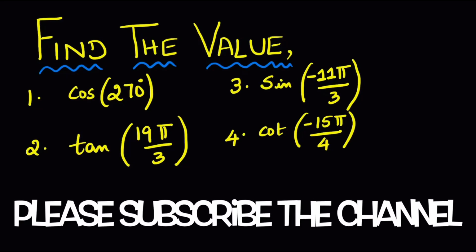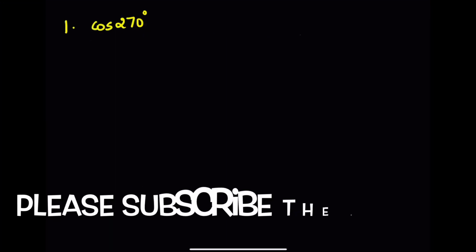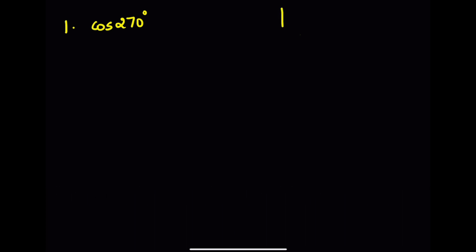In this video, let us try to solve a few more problems to find the value of trigonometric functions in different quadrants. Let us solve the first problem. Here we have to find the value of cos of 270 degrees. So let's visualize what is 270 degrees.